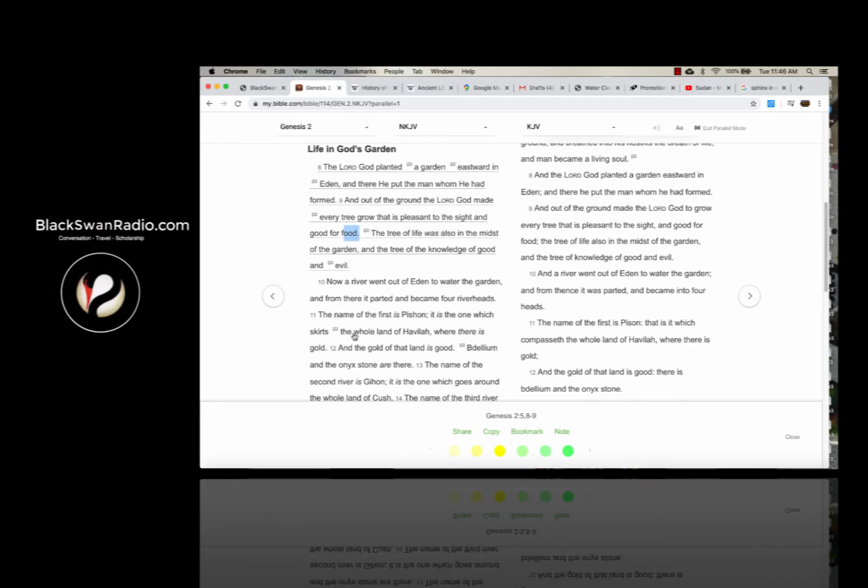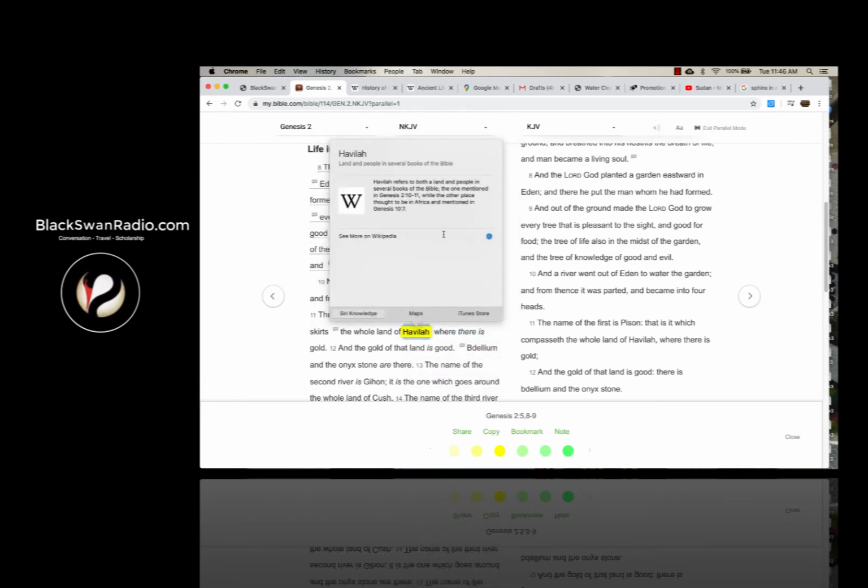It is the one which skirts the whole land of Havilah. Havilah is a character, right? And if you look up Havilah, Havilah refers to both a land and people in several books of the Bible. The one mentioned in Genesis 2:10-11, that's where we're at now, while the other place thought to be in Africa is mentioned in Genesis 10:7. Okay, so we're definitely talking about Africa.